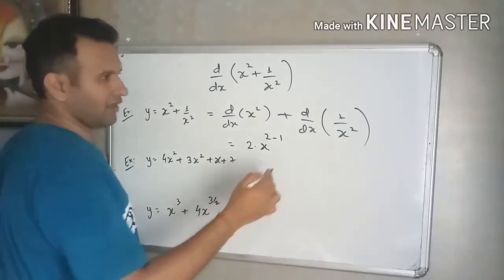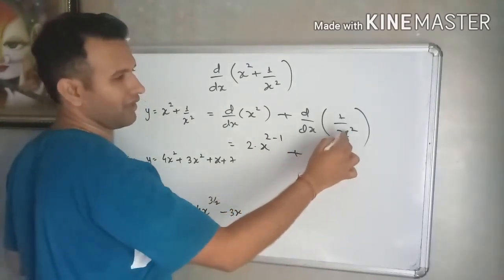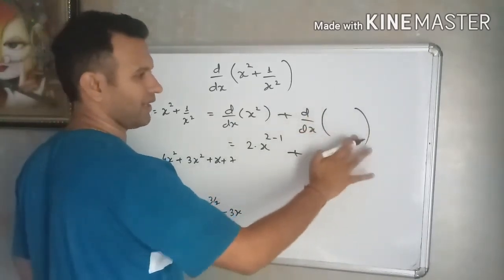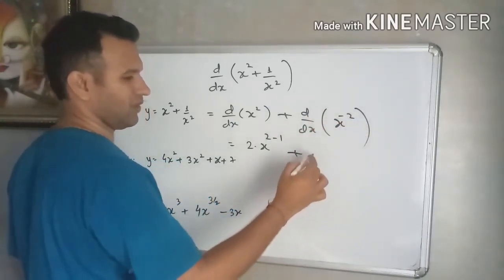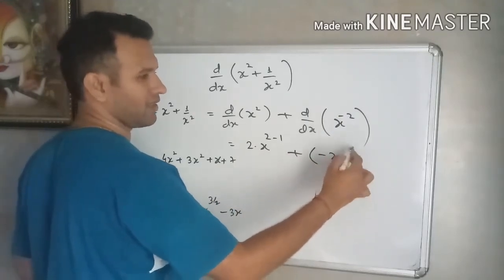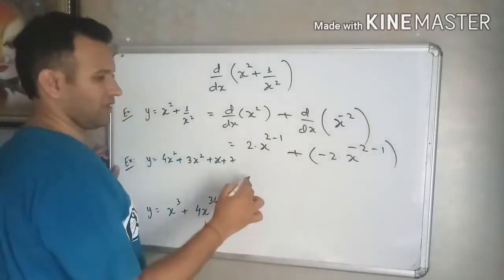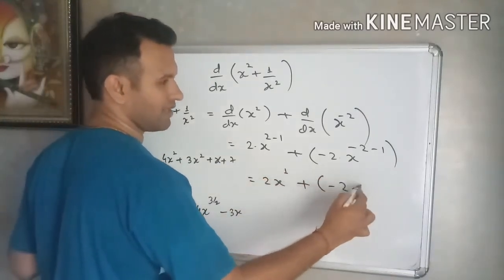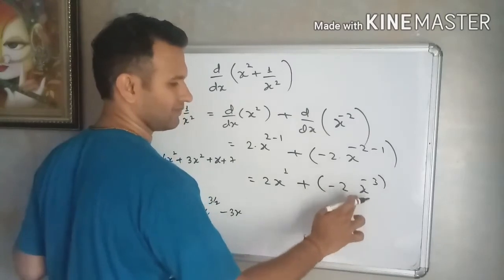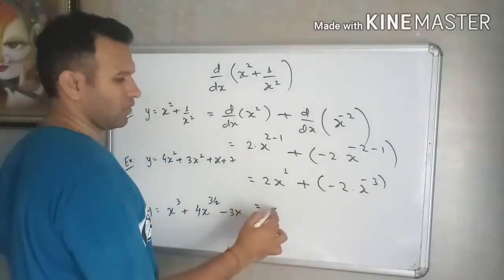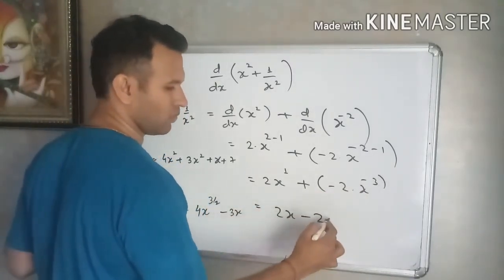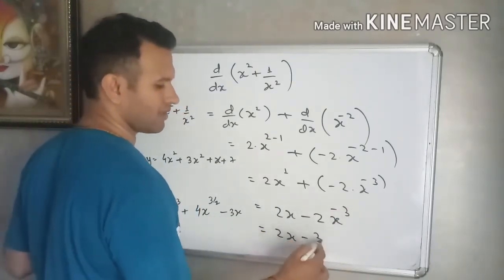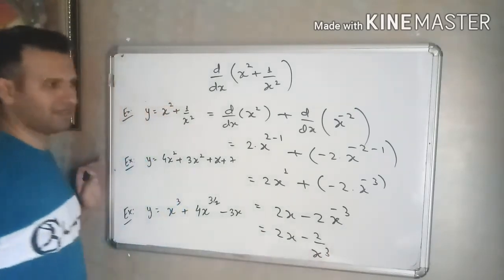Okay, derivative. Plus, what will this become? If I take it up, this will become x raised to minus 2. This will become x raised to minus 2. So this will become n into x raised to n minus 1. So this will become 2 into x raised to 1 plus minus 2 into x raised to minus 3. So this will become 2x minus 2 into x raised to minus 3, or 2x minus 2 by x raised to 3. This is the answer for this.